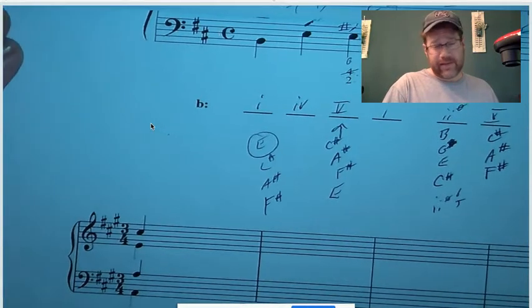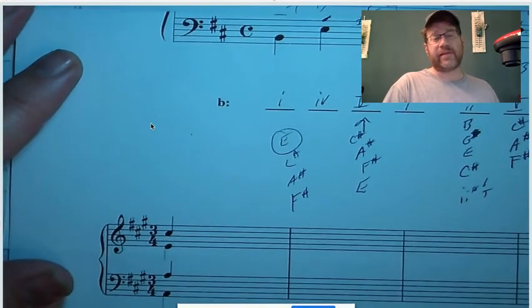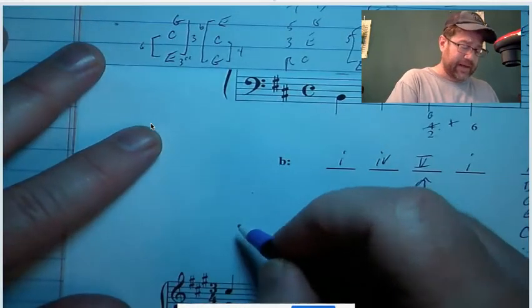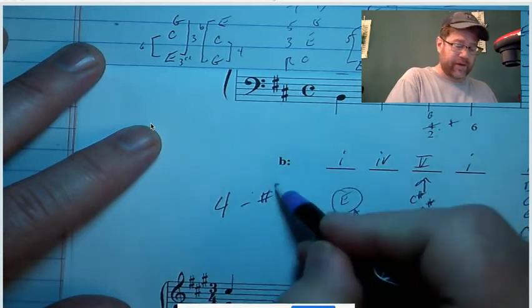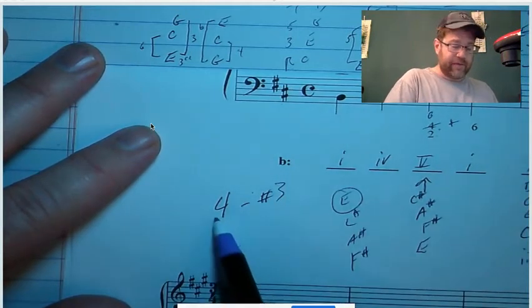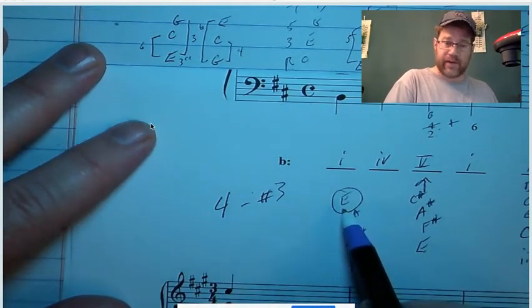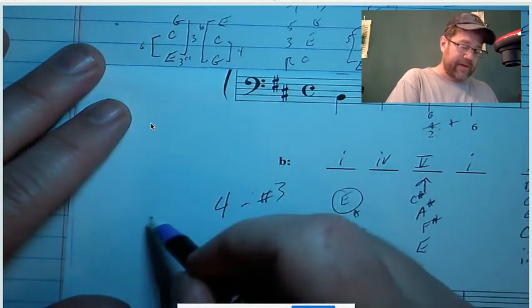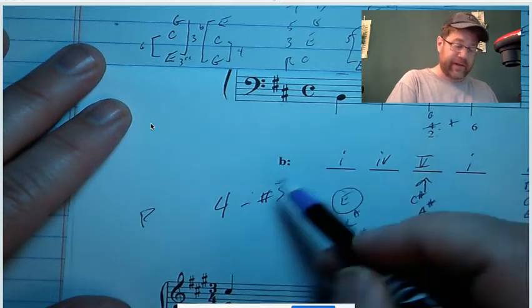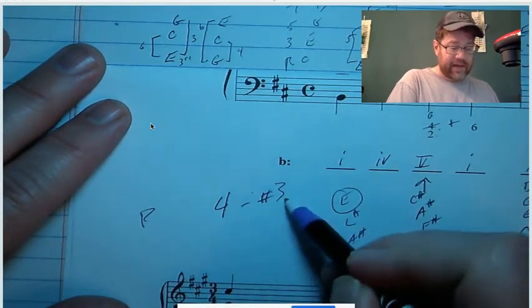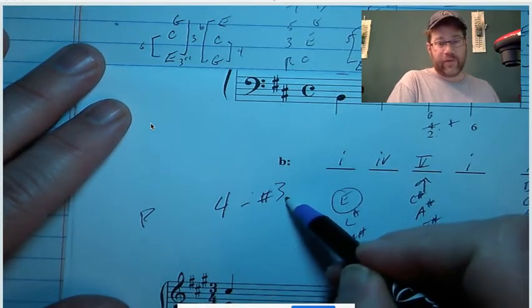Now, you may see this crop up as a suspension. If you see something like a 4 dash sharp, really the sharp would mean the 3. So that would be a 4-3 suspension. So remember, somewhere over here you have to have a preparation. And then this 4 above whatever the note is going to be the suspended note, and it's going to resolve to the 3, 4-3.